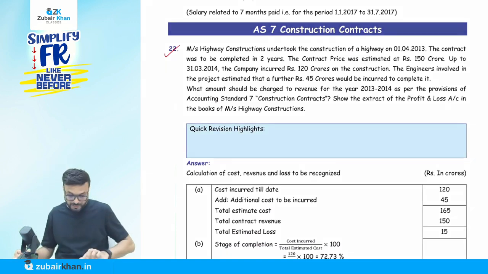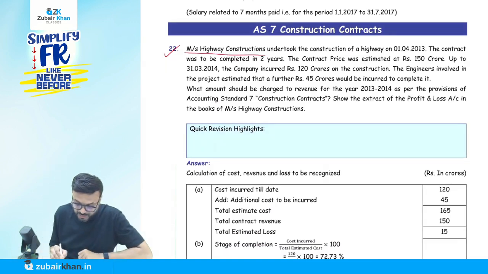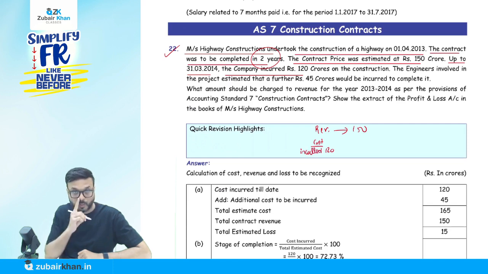Now they say that Macy's Highway Construction undertook the construction of a highway on 1st of April 2013. The contract was to be completed in 2 years. The contract price was estimated at rupees how much? 150 crore. So the total estimated revenue is 150 crore. Now, up to 31st March 2014, the company incurred 120 crore. So when we talk about the cost, we have already incurred 120 crore.